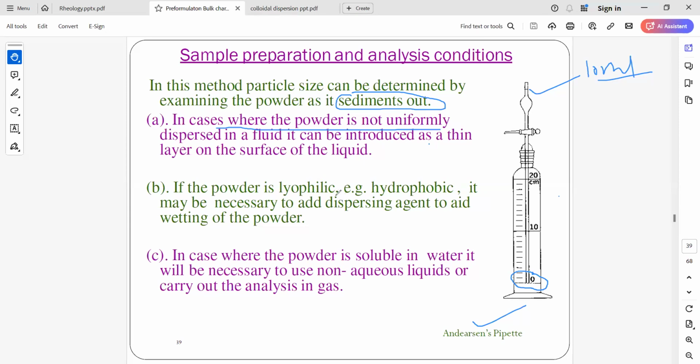Okay. Then we'll see some examples of methods where we get the number distribution, like optical microscopy and transmission electron microscopy. We get the number distribution where we are measuring the number of particles in a particular diameter range. And in weight distribution, we are talking about the weight of particles with a specific diameter. For example, in 10 to 20 micrometer, the weight of the powder particles is around 10 grams, that is what weight distribution means. Okay. So this is very important, the Anderson apparatus.